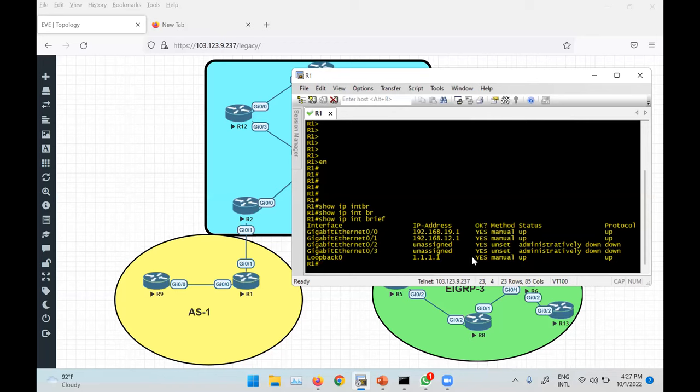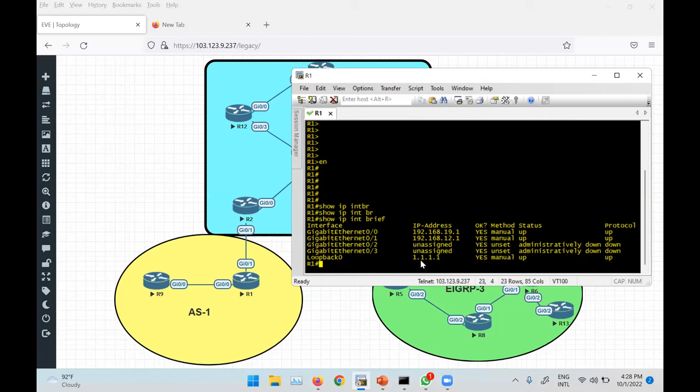So there you will see whether the interface IP is configured properly or not, right? Interface gig 0/0 is connected to R9. So the IP is correct and it's up, right? And also 0/1 is connected to R2, the interface IP is 192.168.12.1, that's correct. And also the interface is up. It is okay. And if you check the loopback interface, it's also up.